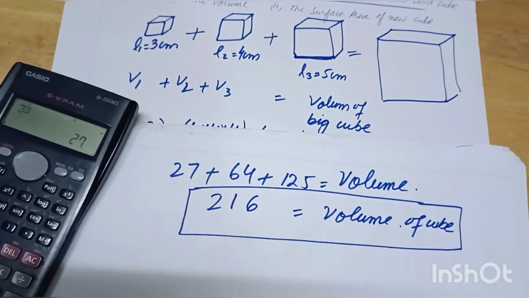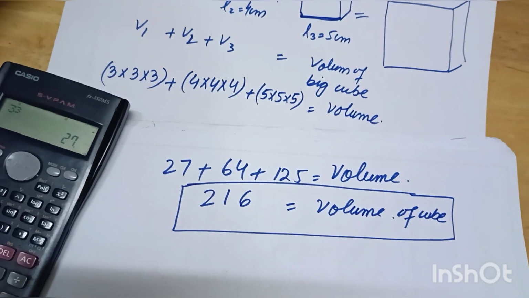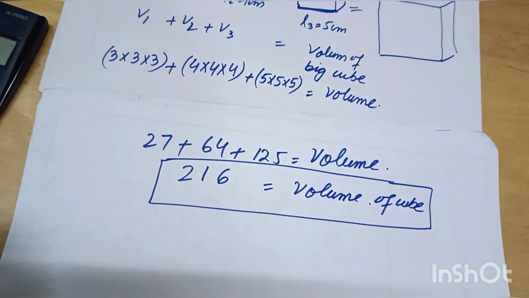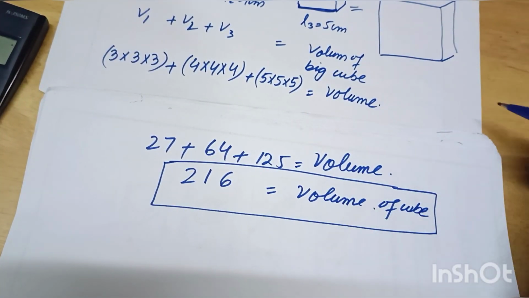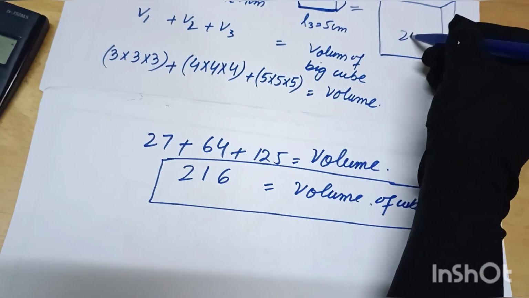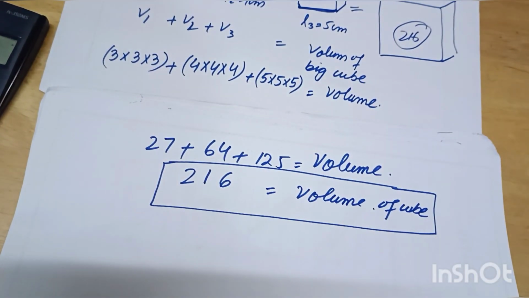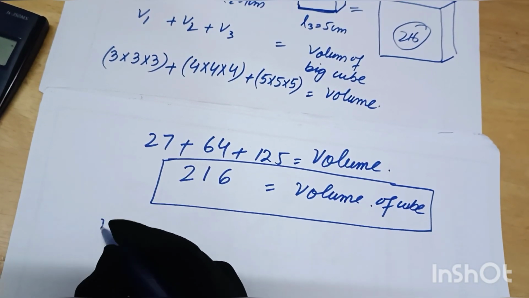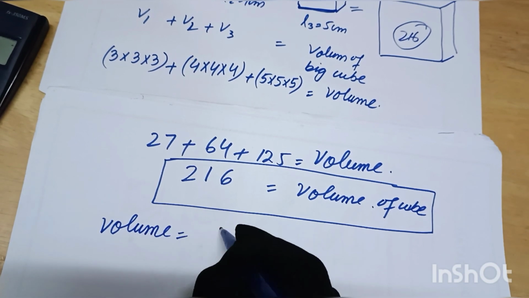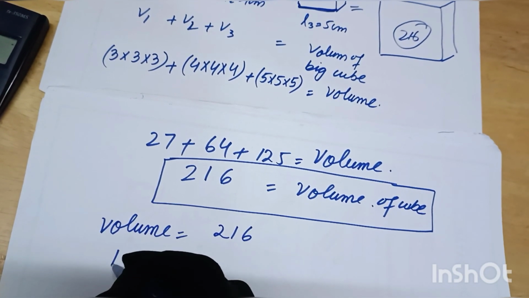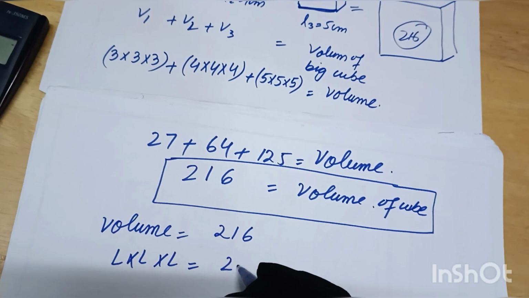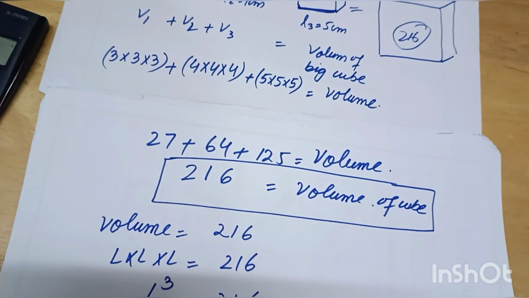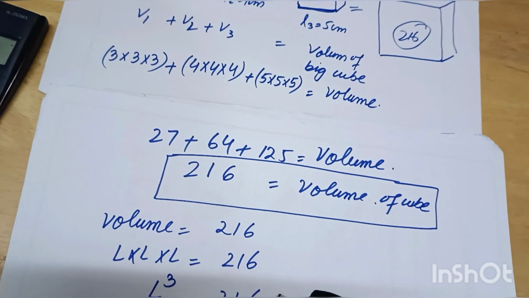Now we need to find the surface area of the big cube. The volume is 216 of this big cube. Now what about the length? If the volume is given, we can find the length also. Volume is 216, and as you know, volume is L multiplied by L multiplied by L. So L cube is 216. Take the cube root on both sides.